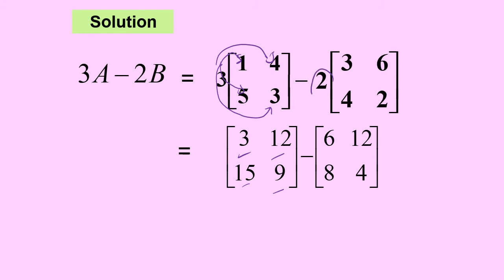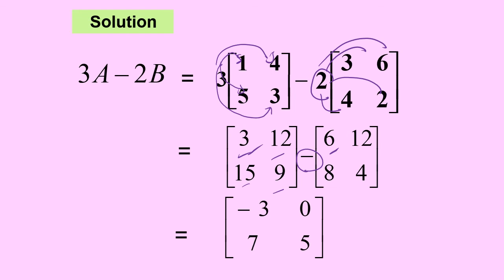It will be the same for 2B. So 2 multiplied by 3, 2 multiplied by 6, 2 multiplied by 4, and 2 multiplied by 2. So we get 6, 12, 8, 4. So what should we do? Now we have to do the operation of subtraction. Subtract each element depending on the position. So 3 minus 6 is negative 3. 12 minus 12 is 0. 15 minus 8 is 7. And 9 minus 4 is 5. Now we get the answer.